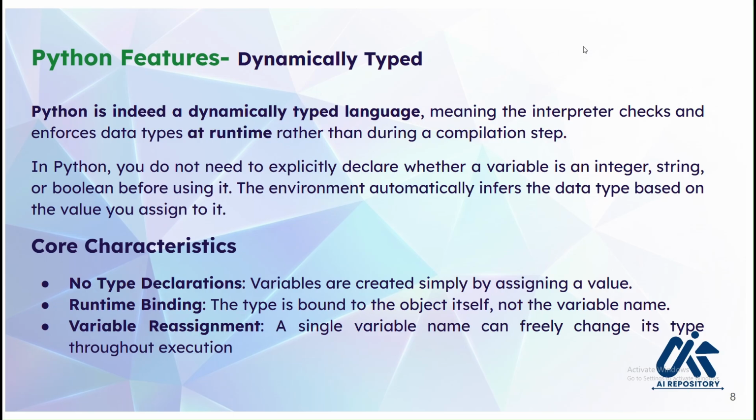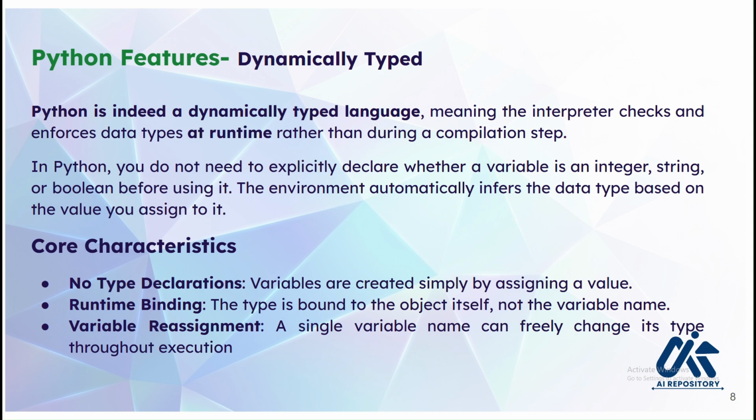Python's next feature is dynamically typed. Python is a dynamically typed language, meaning that you need not declare the data type of the variable. You can directly write the name of the variable followed by any kind of assignment or operation that you want to perform. As compared to previous programming languages, like C, where you have to explicitly declare the data type of the variable followed by the name, and then you can do any kind of assignment or other operations on that variable. How does Python do this? Its interpreter checks and enforces data types at runtime rather than at the compilation step.